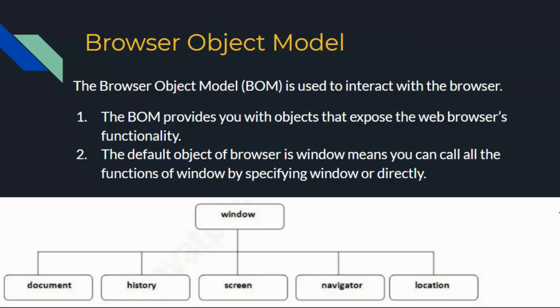Till now you were interacting with the JavaScript document, but the browser gives us some APIs to play around with the browser. So the BOM provides you with the objects that expose the web browser functionality, and the default object of the browser is window, which means you can call all the functions of the window by specifying window directly. As you already saw in our previous videos, there is the root object called window, and window gives us the API to play around with the browser objects. Window is further divided into document, then screen, then navigator, then location, and the history.